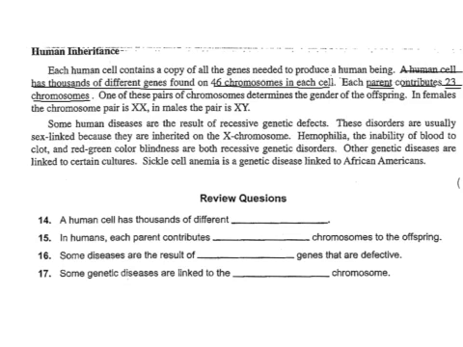In females, the chromosome pair is XX. In males, the chromosome pair is XY. Some human diseases are the result of recessive genetic defects. These disorders are usually sex-linked because they are inherited on the X chromosome. Hemophilia, or the inability of blood to clot, and red-green colored blindness are both recessive genetic disorders.